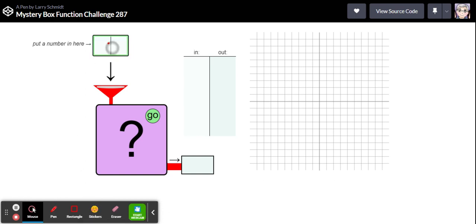Alright, let's see. I'm going to start with a 0. So 0 gives us negative 1.5. How about a 1? And 1 gives us 5.5. How about a 2?